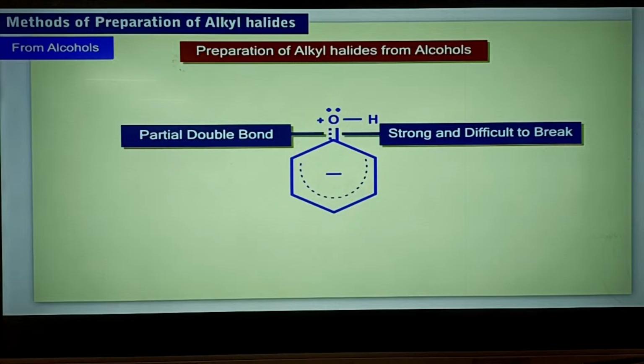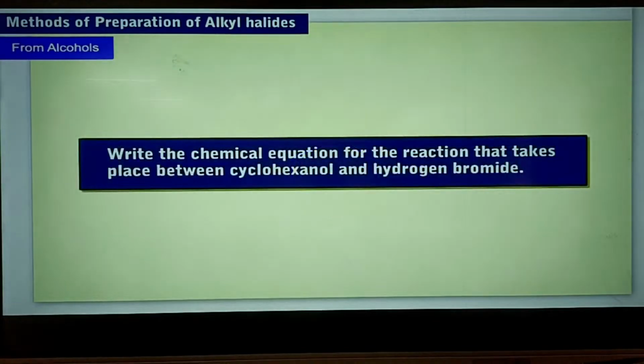Practice is the key to remembering different types of reactions. So, there will be quite a few problems in this module. Try to answer the questions on your own before checking the answers. Here's the first problem. Write the chemical equation for the reaction that takes place between cyclohexanol and hydrogen bromide.